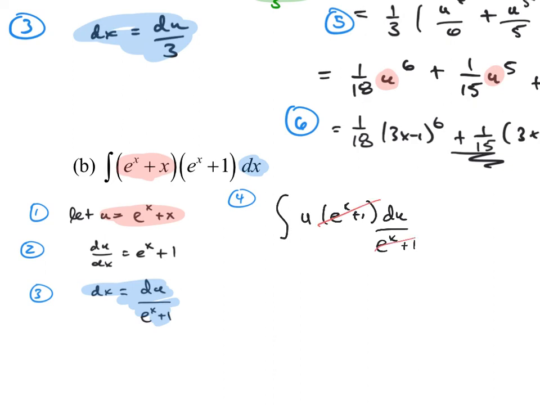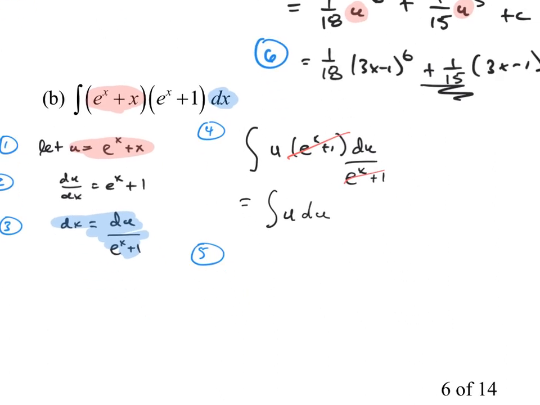Now let me cross out those e to the x plus 1's because they simplify. And I'm ending up with simply the integral of u du. Now that's a simple enough integral in terms of u's, so I'm going to go ahead and integrate. The integral of u is u squared over 2, or 1/2 u squared, and then plus c. And there's no simplifying to be done, so I can go ahead and do my back substitution, which is the last step.